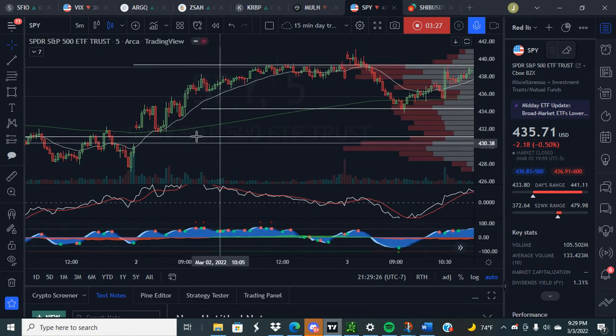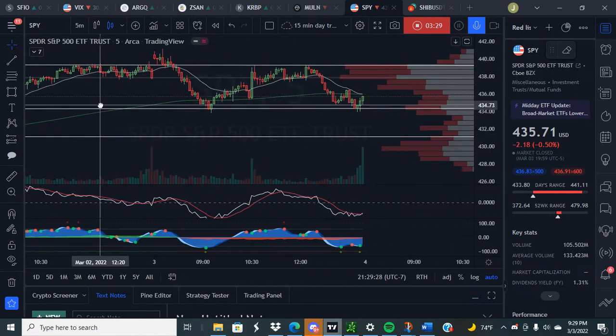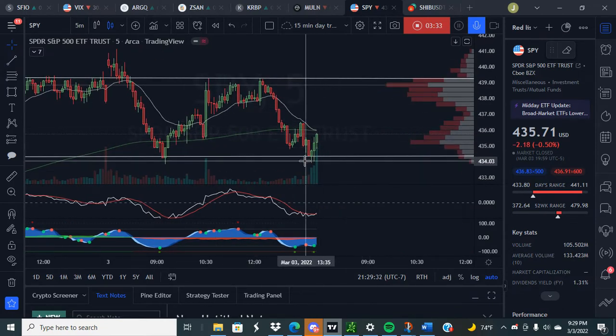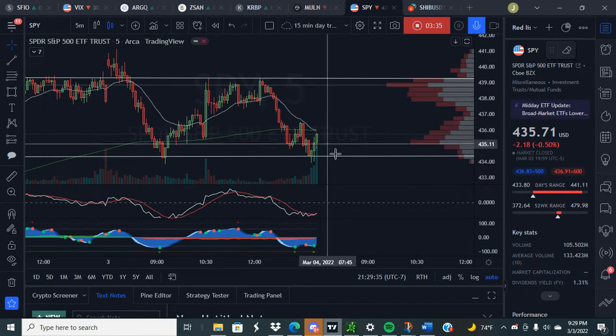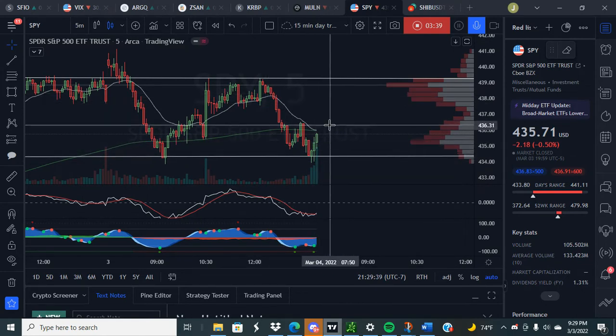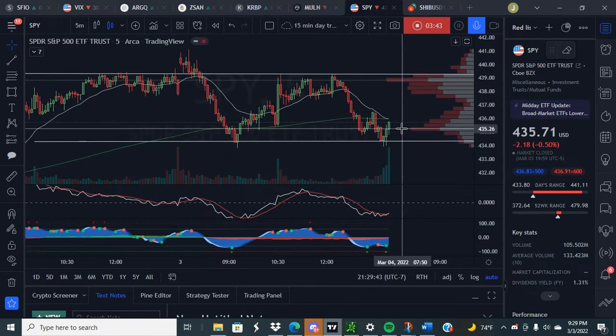50 EMA crossing above that 200 EMA, getting out right there. And of course, to end the day, well, what do we have here? We have a curling KST, and we have a 50 EMA that looks like it wants to dip below that 200 EMA, letting us know that this is probably going to be a short opportunity for tomorrow.